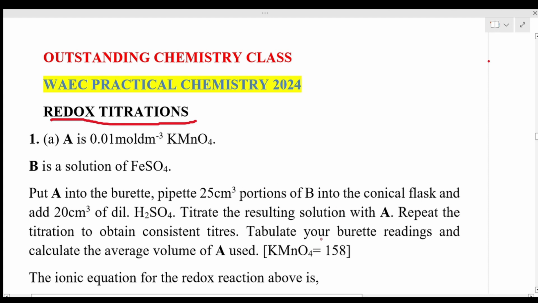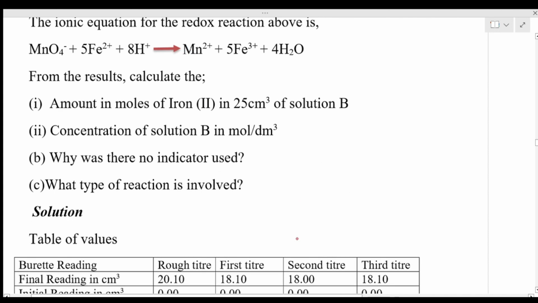Repeat the titration to obtain constant titer values. Then tabulate your burette readings and calculate the average volume of acid that is used. Now, looking at what we have here, we have the equation of the reaction. The reaction is between an oxidizing agent and a reducing agent. You can see the oxidizing agent here is MnO4-, while the reducing agent is Fe2+.